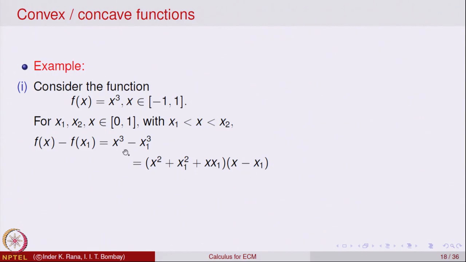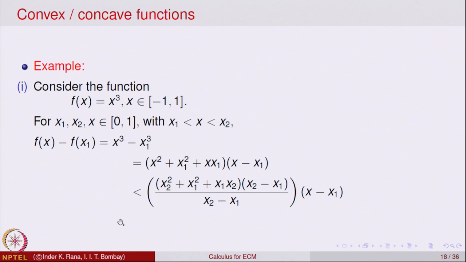So, this is the factorization of a cube minus b cube: it is equal to a square plus b square plus a b into a minus b. So, here it is x minus x 1 that is the factor here, and x square plus x 1 square plus x into x 1. So, using that we have gotten f of x minus f of x 1 is equal to this. And this x minus x 1 we can keep out; here is x 2 minus x 1 that cancels out. So, we are dividing by x 2 minus x 1 and multiplying by x 2 minus x 1.